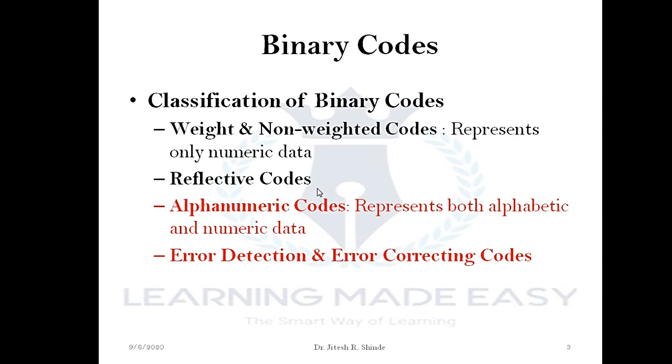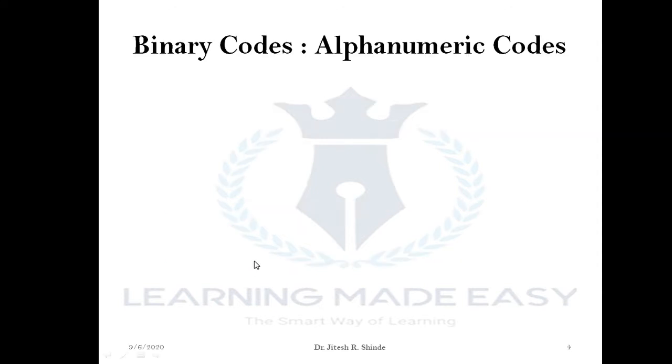Let's see today in this session alphanumeric code, which is used to represent both alphabetic and numeric data, followed by error detecting and error correcting codes. Alphanumeric codes. Why do we need alphanumeric codes?